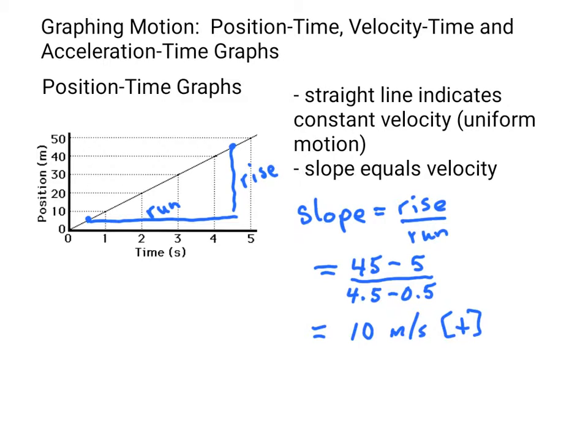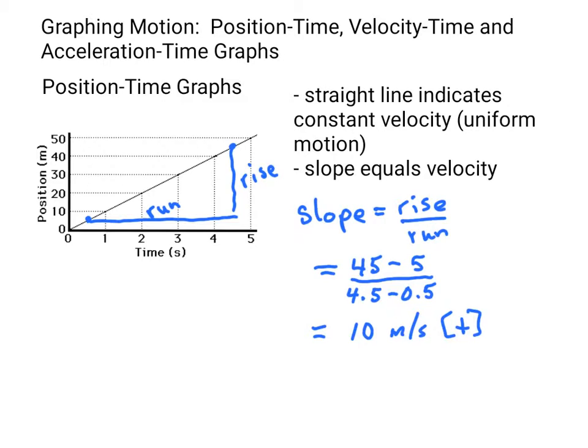And when we work that out, we get 10 meters per second. So that gives us the velocity of this object, indicated from this graph, and it's positive. The slope is positive, the positions are all positive, and we may have been given a direction. We weren't given direction here. If we were told that the positive direction was north, then we would say that here the velocity of the object is 10 meters per second north.